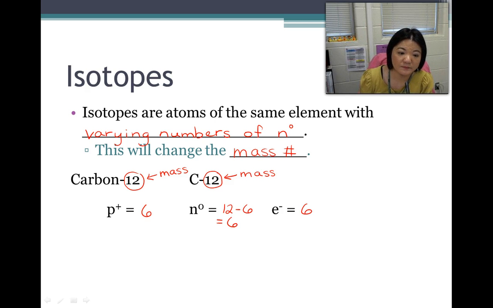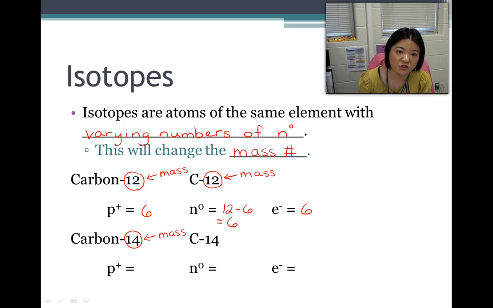Now another common isotope of carbon is carbon 14, or C14. That means the mass this time is 14. So the proton number doesn't change, it's still 6, because the atomic number of carbon is 6. The electron number is still 6, but the number of neutrons has changed. So it's 14 minus 6, which is 8. So notice the only thing that changes in isotopes are the neutrons, not the protons and not the electrons.